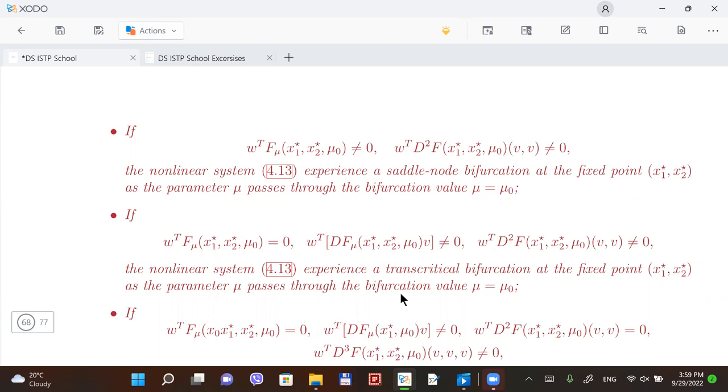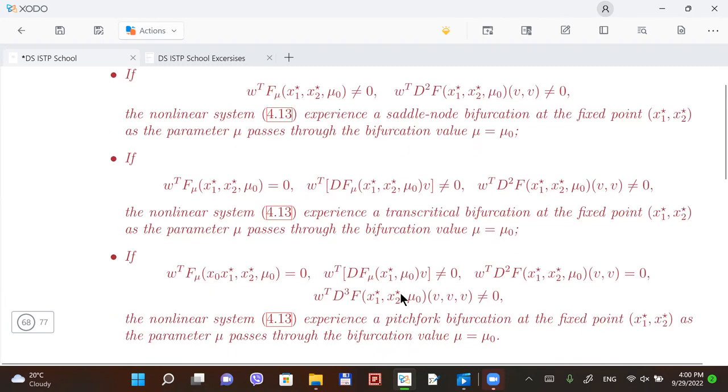If this first value is zero, then you check further. This is different from zero. This is different from zero. This is the Jacobian now of the vector field derivative according to the parameter. So if these two values are different from zero, we have transcritical bifurcation. And in the third case, if the first one is zero, but the third one is also zero, we have to check that these two are different from zero. And in this case, we have the pitchfork bifurcation at the fixed point.